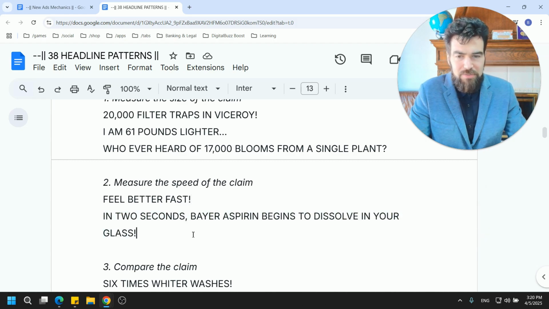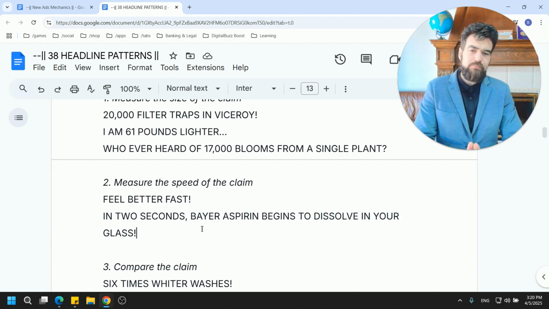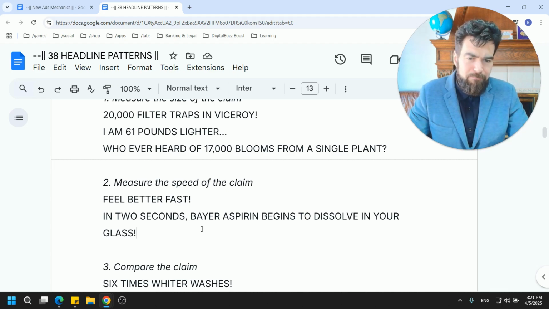Now, next headline: in 2 seconds, Bayer aspirin begins to dissolve in your glass. So which awareness level is this? We're talking about the brand here, Bayer aspirin. So probably to me, this is going to be product aware. I mean, to me, this is product aware.